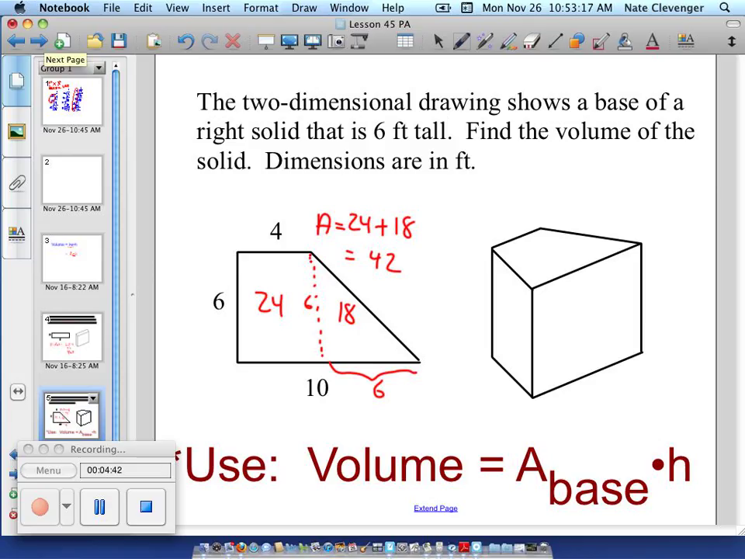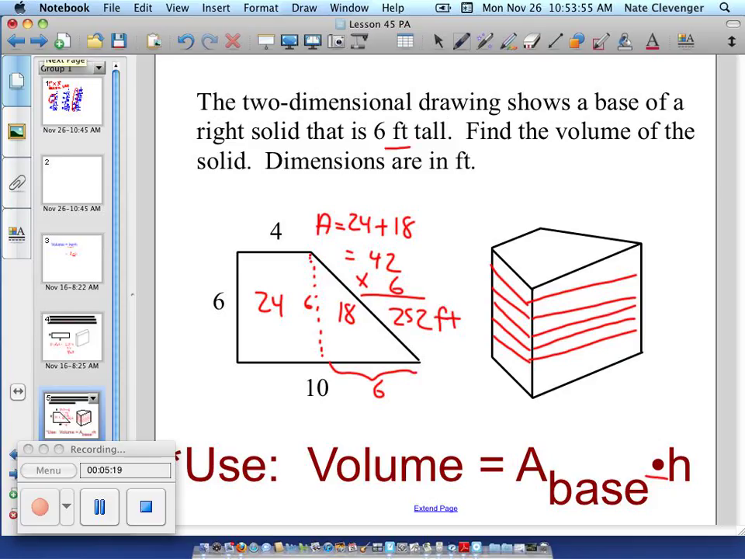There's your area. Now what do we need to do with the area? We need to take it times the height. This is the base, the part that's on the ground or on the top. Now we take that times 6, so there's basically 6 levels here. 1, 2, 3, 4, 5, 6. And so if we cut this thing that direction 6 times, 42 times 6 would be 252. We're in feet, and we label volume as cubed.